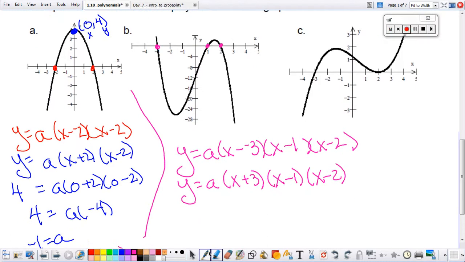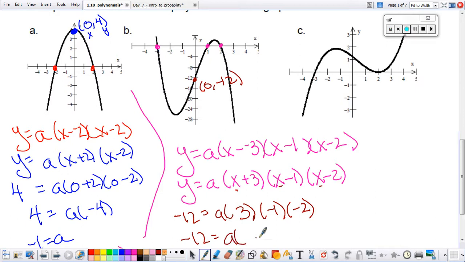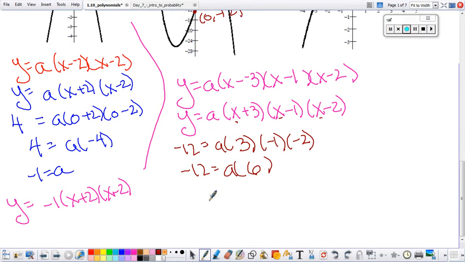And now to solve for A, we're going to use our y-intercept, which is down here at 0, -12. When you plug 0 in for each x, it's 0 plus 3, so we get 3, 0 minus 1, 0 minus 2. 3 times +2 is 6, so when we divide by 6, we get -2 is A. So your final answer, replace that A with a -2.